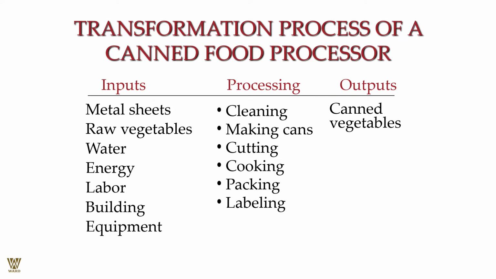Transformation process of a canned food processor. Let's say the input is metal sheet, raw vegetables, water, energy, labor, building, equipment. And the processing involves cleaning of the sheets, cleaning of the material, making cans, cutting, cooking, packing, and labeling. And the output is a canned vegetables product. Now, this is a transformation process of a canned food processor.